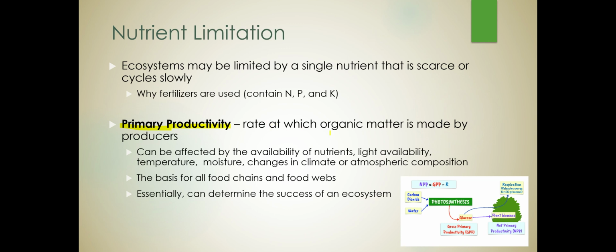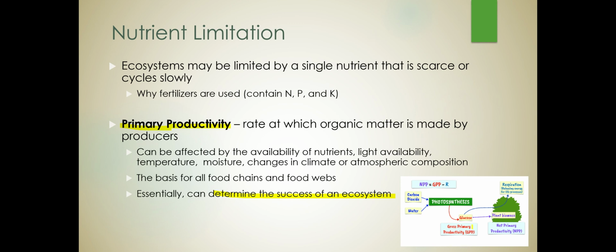And this can be affected by many factors, things like the nutrients in the soil, the light, the temperature, changes in climate, changes in the atmosphere. But the deal with productivity, it essentially determines the success of an ecosystem. Because if the producers are producing well, everything else is probably doing all right. If the producers are not making food, everything else is going to suffer.